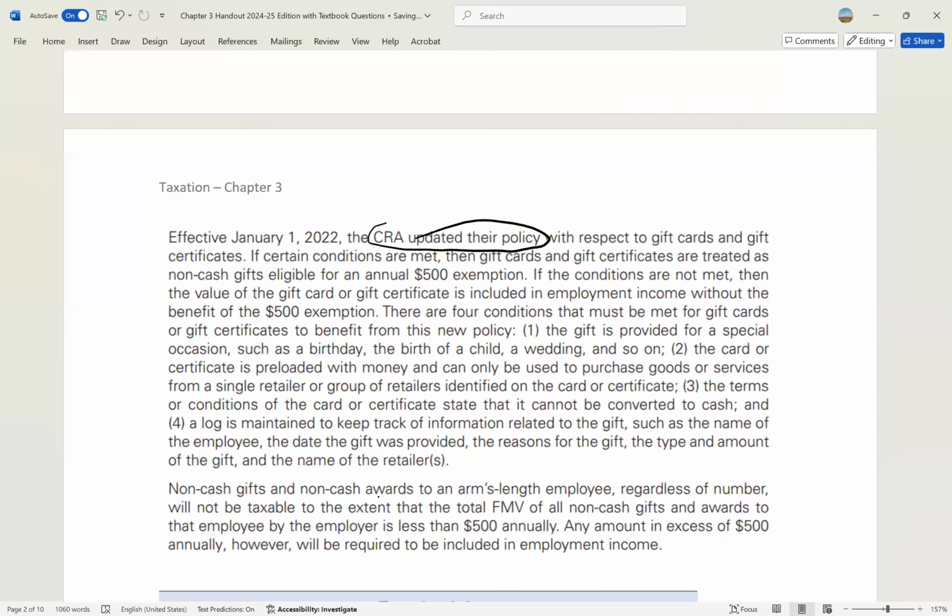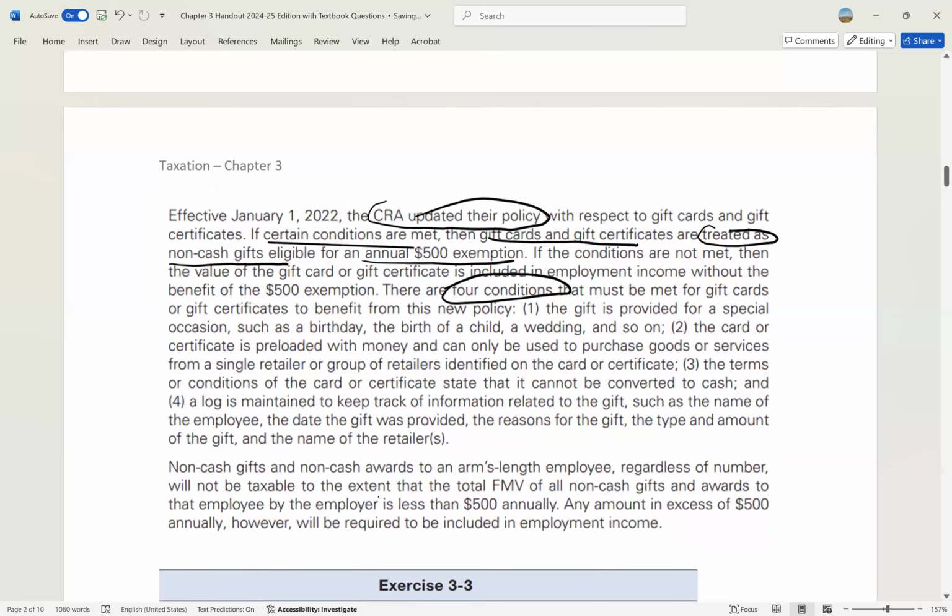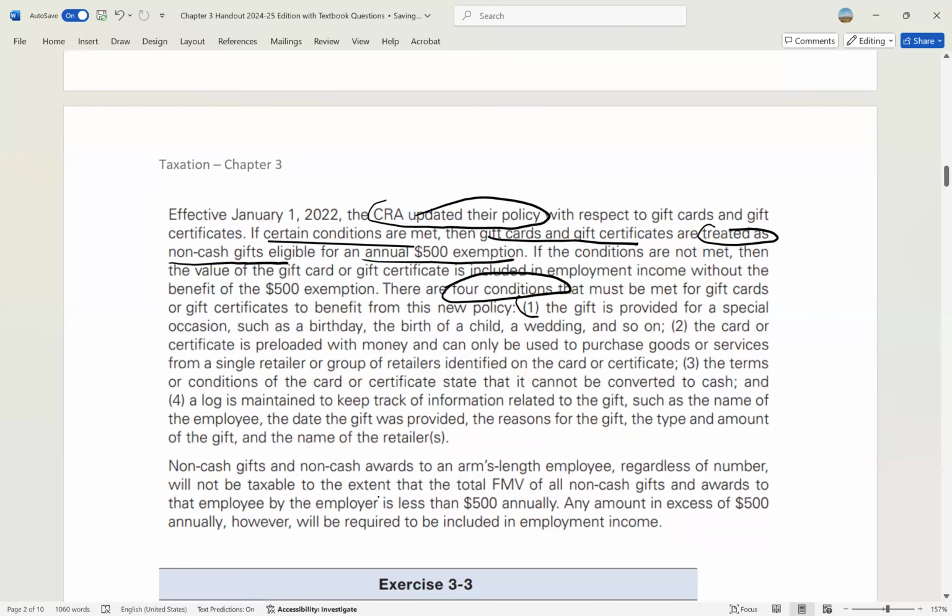Before, gift cards were considered near cash, meaning that it was always taxable. Now the CRA has said if certain conditions are met, gift cards and gift certificates are treated as non-cash gifts eligible for the $500 exemption. But there are 4 conditions that have to be met in order for them to be treated as non-cash. The first rule, the gift is provided for a special occasion. So it has to be for a special occasion, someone's birthday, for example.